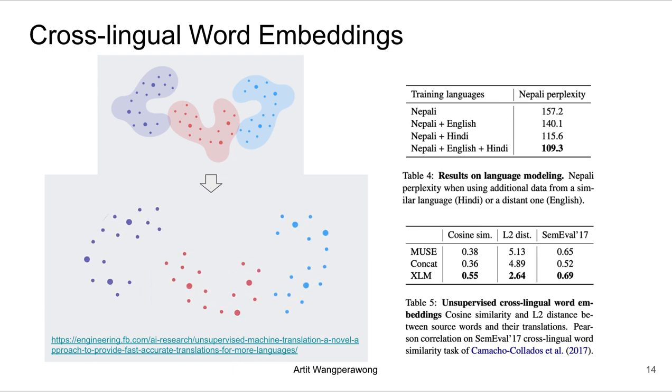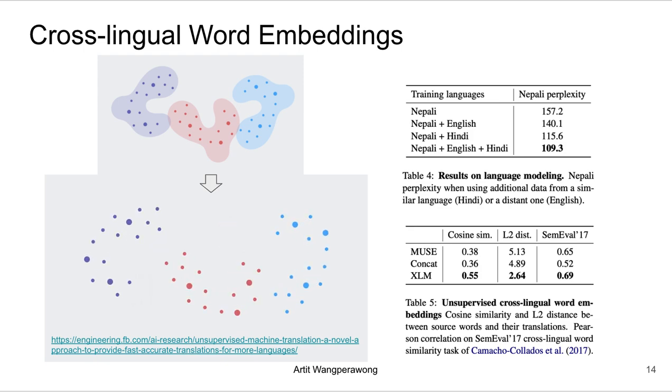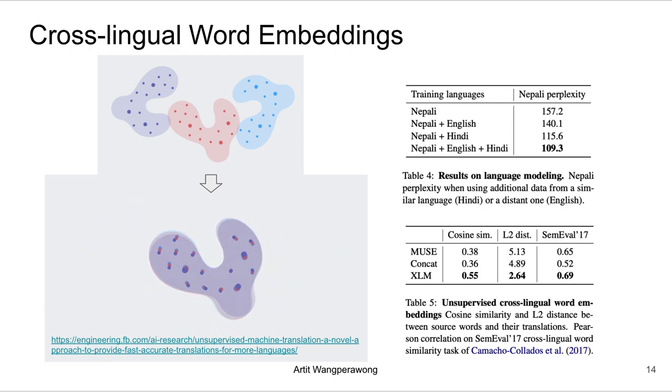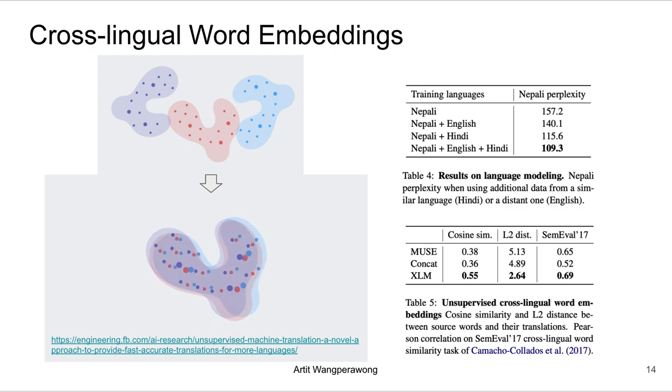Now, it compares to two other models, MUSE and Concat. MUSE is based on fastText multilingual word embeddings. FastText is like word2vec, but trained using subword tokens. And then Concat is also fastText word embeddings, but it's trained by concatenating monolingual corpora from different languages and then training it like that.